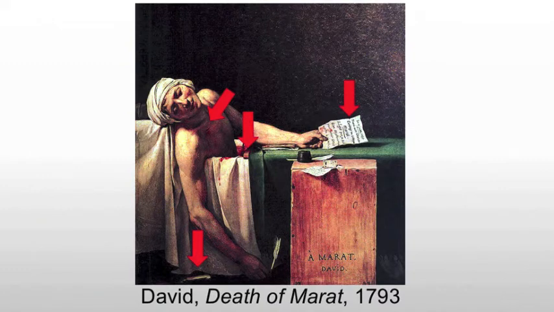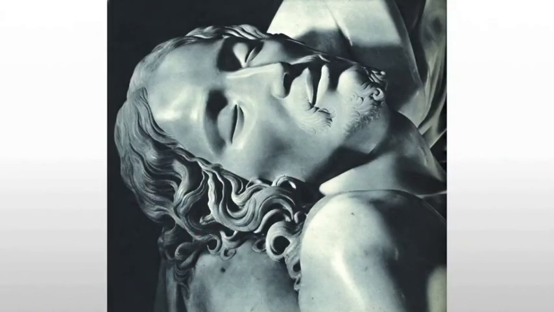You should look at this as something grotesque, something horrific that has happened. From David's perspective, it is. Marat was his friend. This is someone that he knew, and he's trying to create a martyr of Marat. The figure of Marat is based on Christ in Michelangelo's Pietà in Rome.